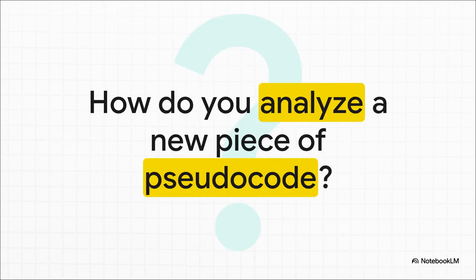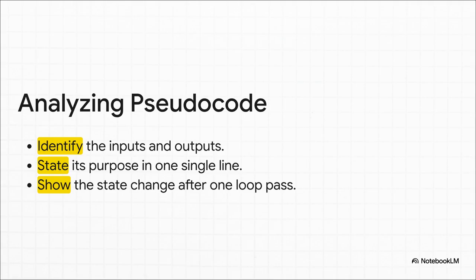Okay, next up. They slide a piece of paper across the table with some pseudocode you've never seen before. It might look a little intimidating, so what's the very first thing you do to show that you can break it down logically? Right. The worst thing you can do is just start guessing. You need a system. A competent engineer will, first, identify the inputs and outputs, what goes in and what comes out. Second, they'll state its purpose in a single, clear sentence. And third, to really prove you get it, you trace the state of the key variables through one full pass of its main loop. That shows you understand the process, not just the result.